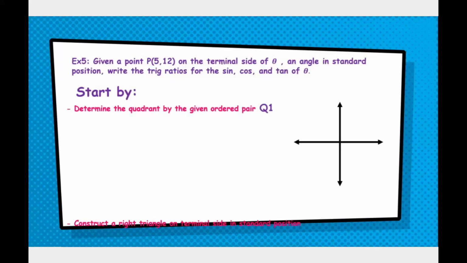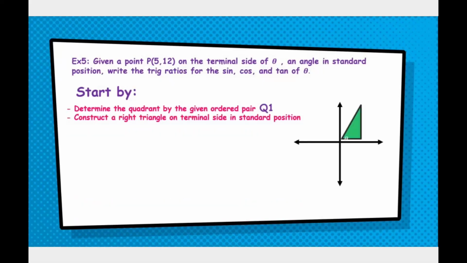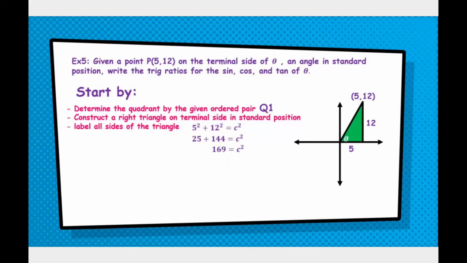So I'm going to quickly sketch a reference triangle in quadrant 1, and then I'm going to label it with what I know. So I know that the x is 5, the y is 12, and I need to find the hypotenuse because that's part of my trig ratio. Sine and cosine both have that in there, so I'm going to use the Pythagorean theorem. And I end up getting 13 here, so I'm going to plug that in.